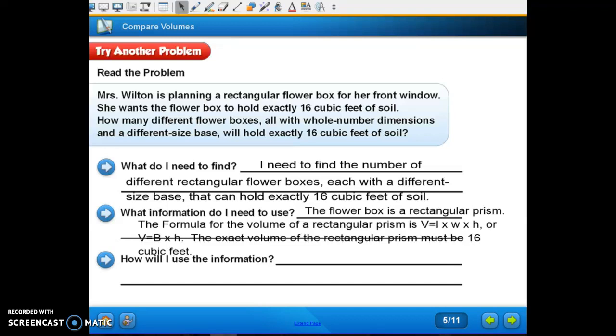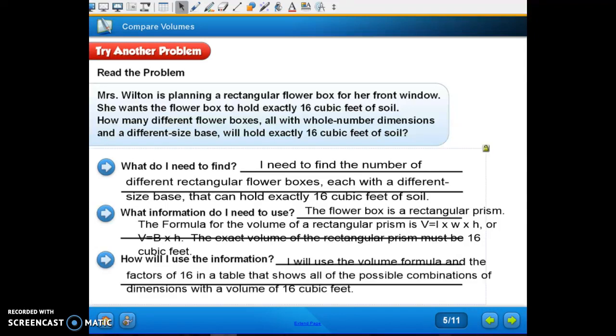The next question is, how will I use this information? What is our strategy that we're learning today? We'll use the volume formula and the factors of 16 in a table that shows all the possible combinations of dimensions with a volume of 16 cubic feet. Okay, so here that is in words.